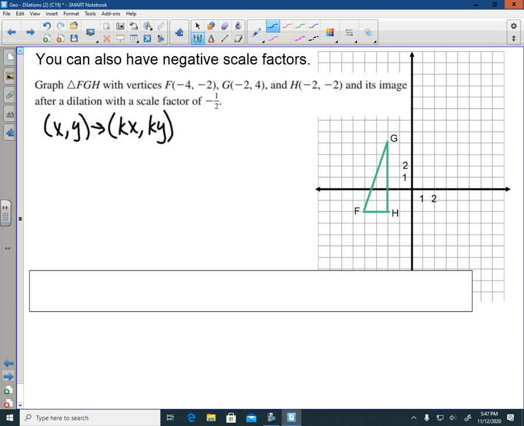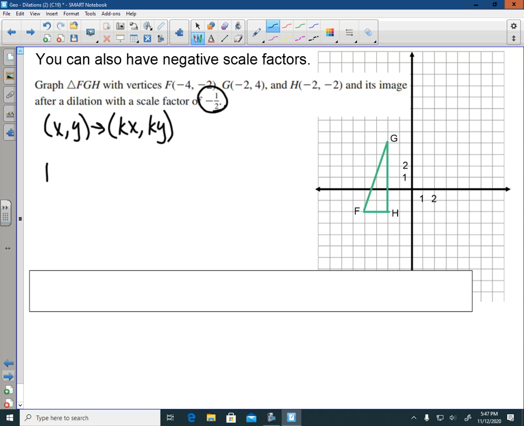The process is the same as we just did. So we've got triangle FGH with the vertices at F, G, and H, which is already plotted. You can see it. And now we have a scale factor of -1/2. Notice that scale factor is negative. And so we're going to see what that does to this object.